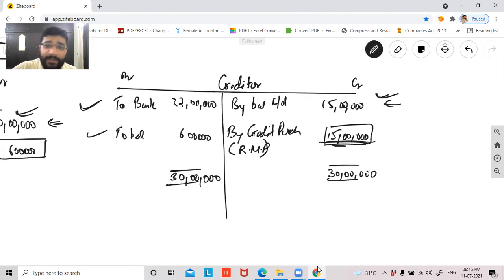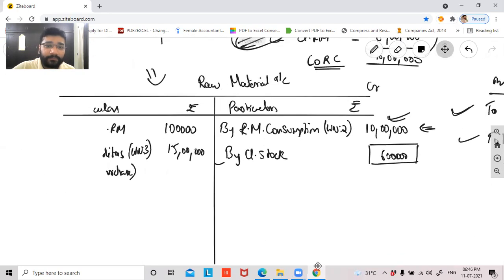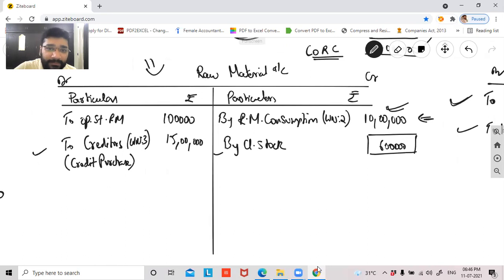22 plus 6 is 28, is it? Oh my God, I made a blunder. So that's what you're trying to intend, is it? Okay, sorry, my mistake. So 28 lakh, and this is what, guys? 13 lakh. Okay, so credit purchase is 13 lakh. So coming back, this will also be your 13 lakh.